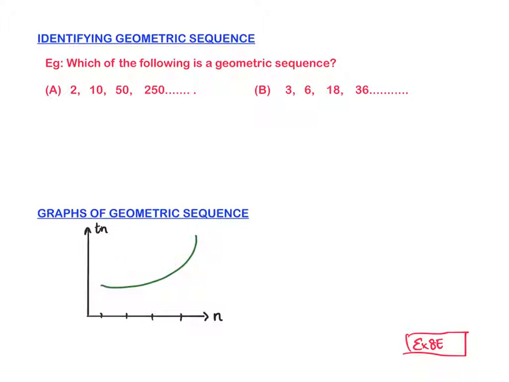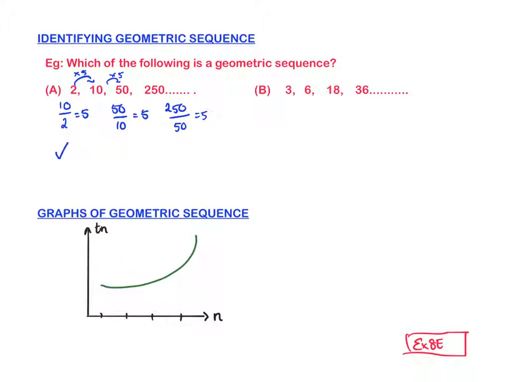Okay, so identifying the sequence: which one of the following is a geometric sequence? You can just do what you were doing before. If I go 10 divided by 2, I get 5. If I do 50 divided by 10, the one before, I get 5, don't I? And if I get 250 divided by 50, I also get 5. So this one, yes, is a geometric sequence because it's going up by a factor of 5, okay?